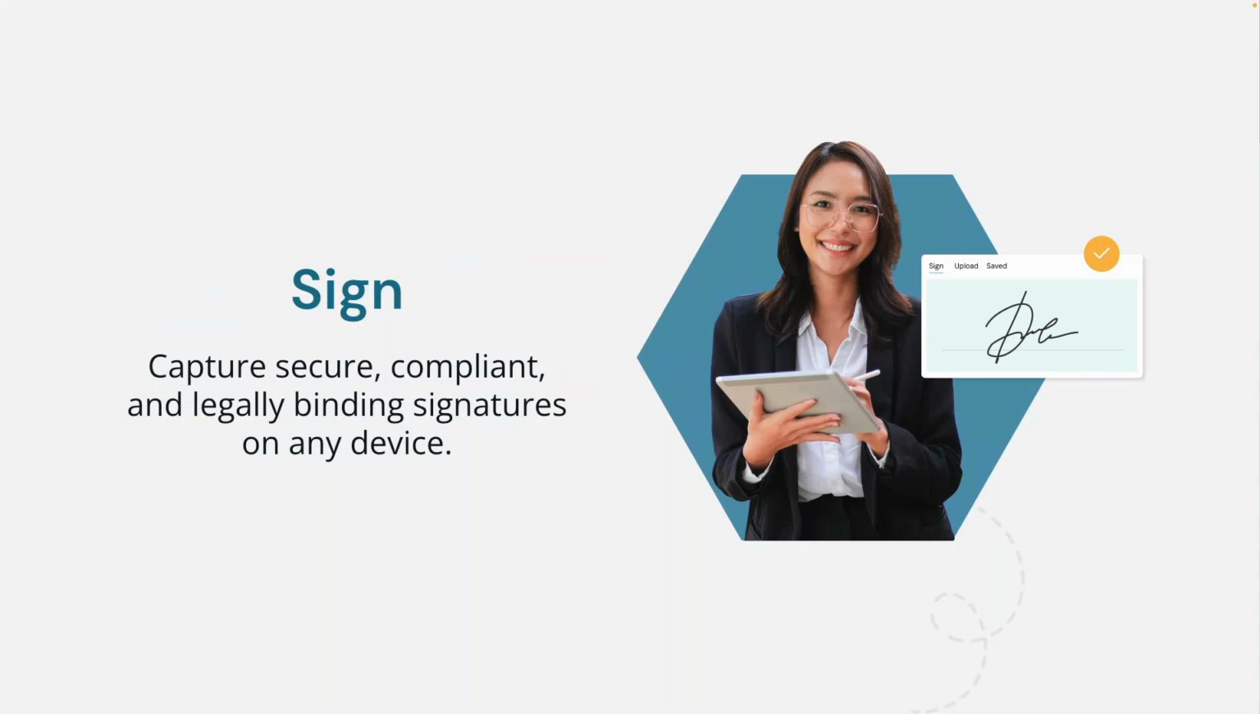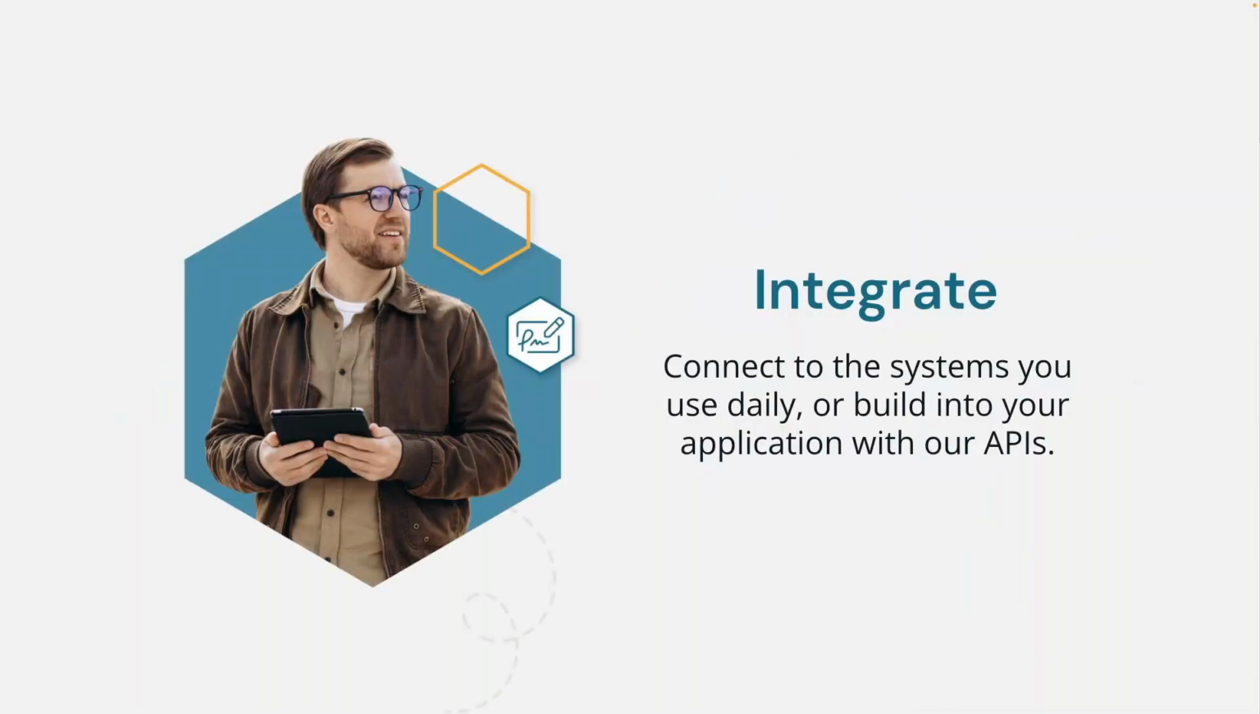In the signing stage, you can collect legally binding e-signatures from participants on any device, and those come complete with signing certificates that include IP addresses, geolocation, and more security features as needed. And finally, integrate allows you to connect to the systems that you use daily, or you can incorporate our contract automation features into your existing applications with our APIs.